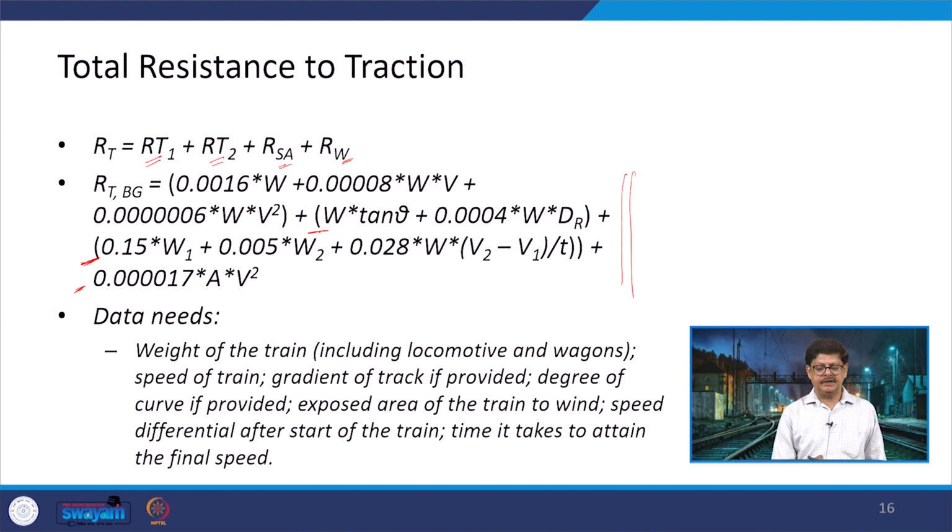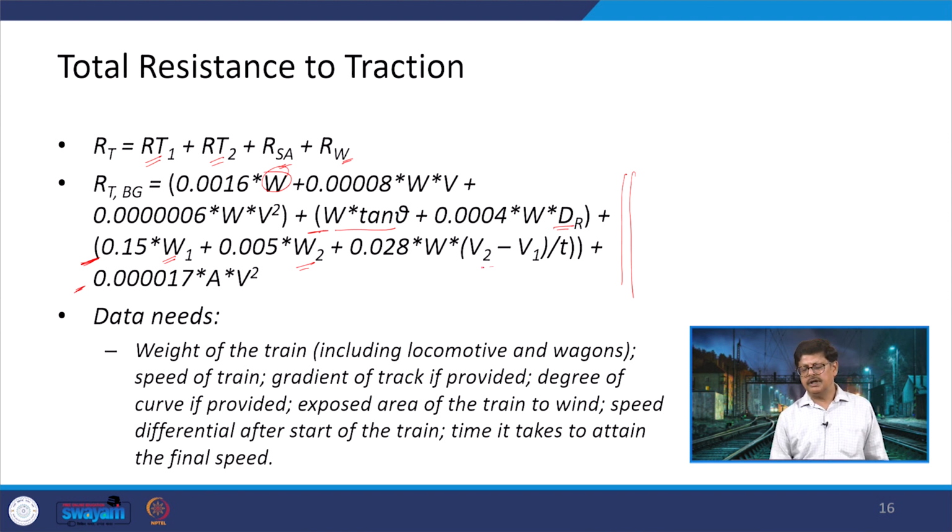The requirements of the data, if you look here, the W is required, so weight of the train is required. We require the speed at which the train is moving. We require the gradient at which the track is being provided. If the gradient is not there, then this W tan theta is not the contributing factor, it will become 0. We require the degree of curvature, but if it is a straight track, then this dr will not be there, it will become 0. We need to have a weight of the wagons as well as the weight of the locomotive separately other than the total weight of the train.